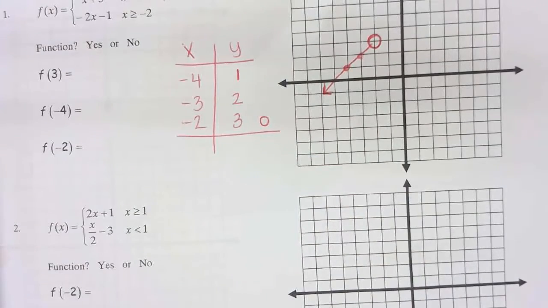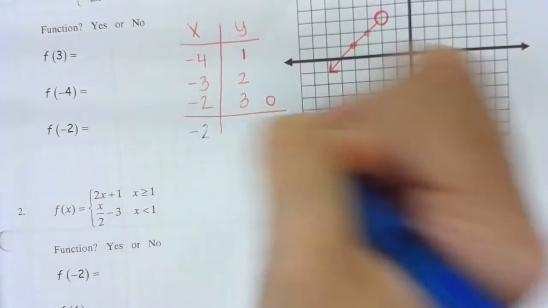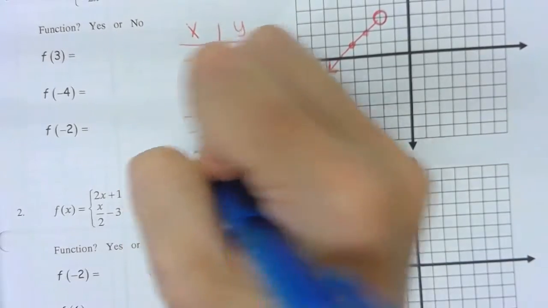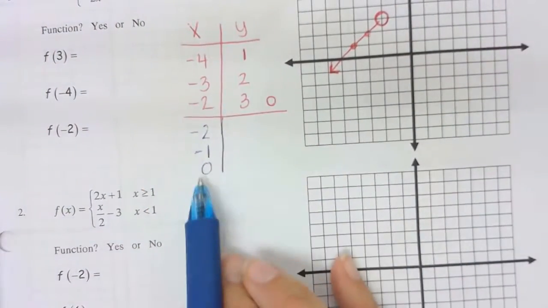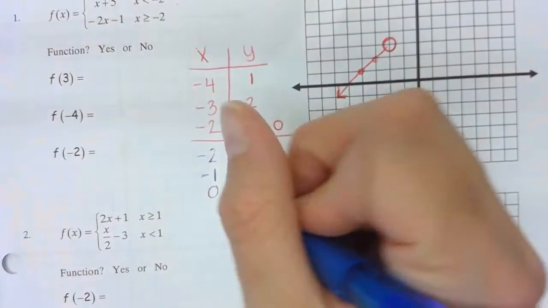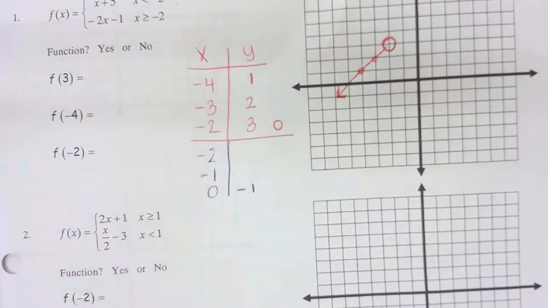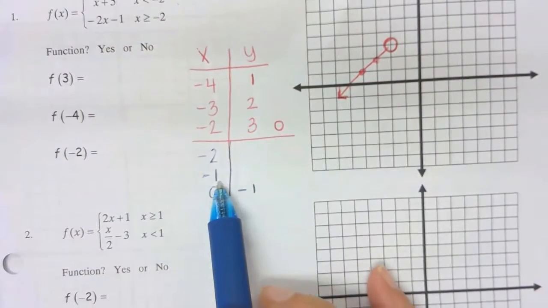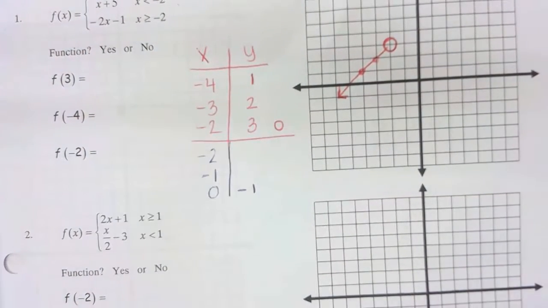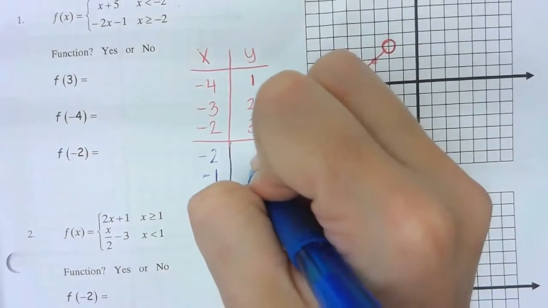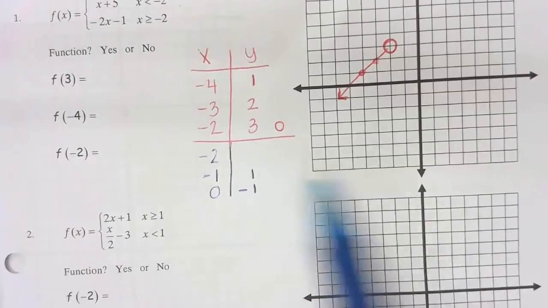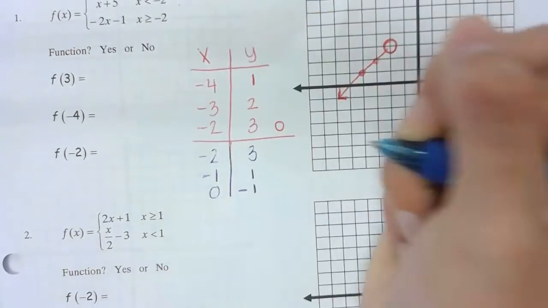For the second part of the function, it picks up at negative 2 and then goes to negative 1 and 0 and beyond. So again, 0 is always the easiest because it gives you the y-intercept. Plugging in negative 1, you get negative 2 times negative 1, which is 2. 2 minus 1 is 1. And then negative 2 times negative 2 is positive 4. 4 minus 1 is 3.